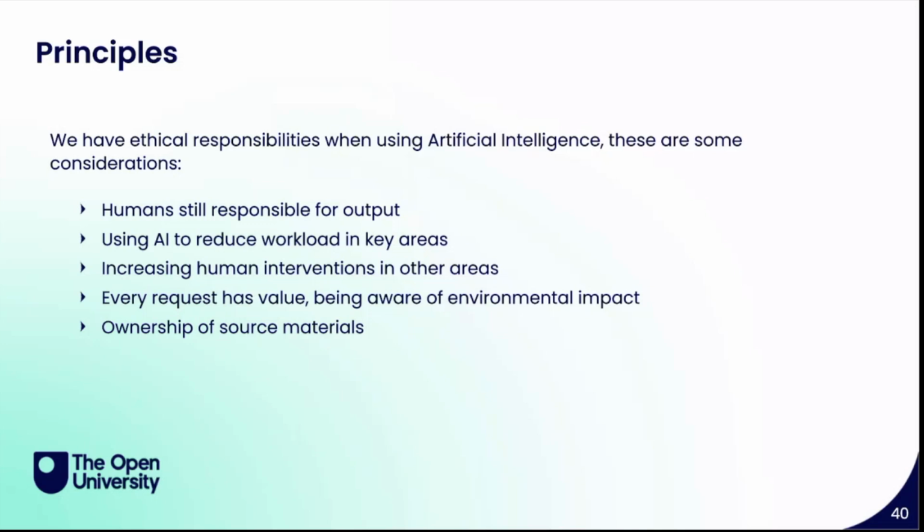So it's never nice to have. It's actually, these are really important interventions for a college to have. And that's around being aware of the environmental impact of requests. So we're making sure that what we do is valuable. And the final one was the ownership of source materials, to make sure that we're not unethically using other people's materials, that we've got permissions to use the materials that we have.